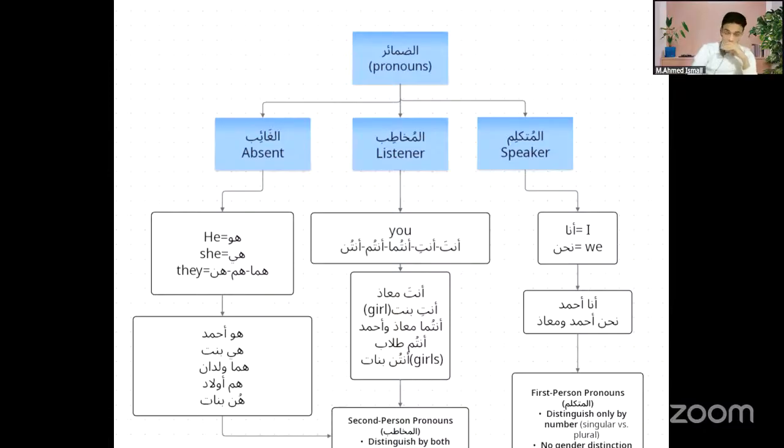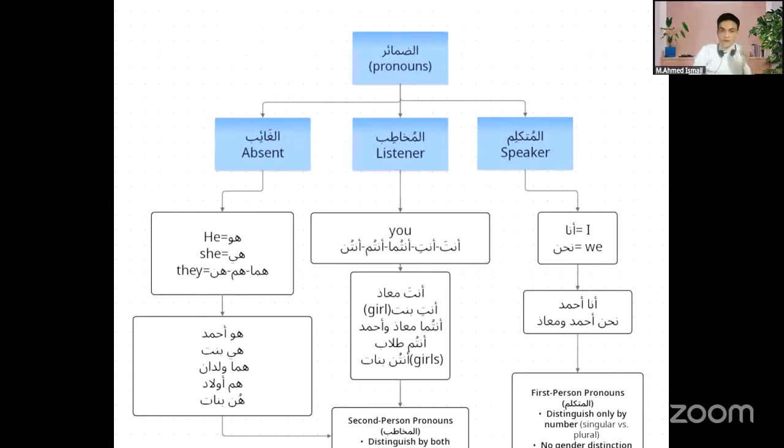So let's look at the types of the pronouns and how we mention each of them. First, we have al-mutakallim. It's like in English. In mutakallim, we don't make any difference between the genders. We just make a difference between the numbers of the persons who are talking.